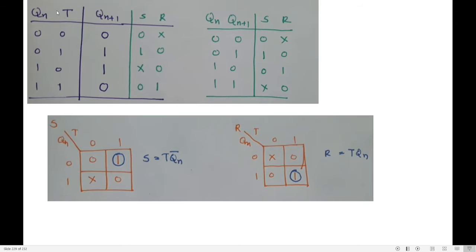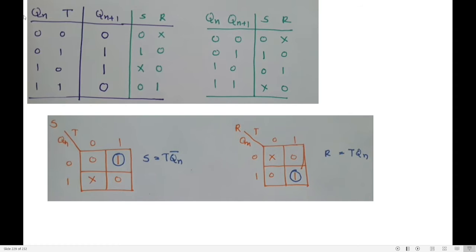Now with the characteristic table of the required flip-flop and the excitation table of the available flip-flop, we are going to identify the S and R values. This is done in a very simple way. First, you need to know what is Qn and Q of n plus 1. Qn is 0, Q of n plus 1 is 0. What are the S and R values? 0, don't care.